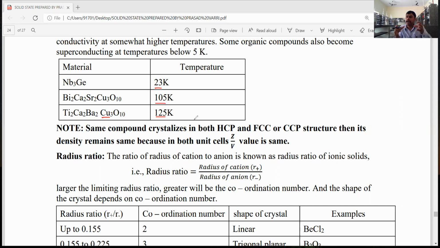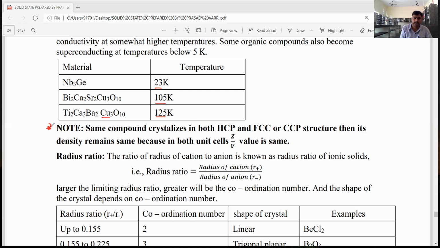Some of the alloys behave as superconducting materials even at high temperatures: around 23 Kelvin for the niobium alloy, 105 Kelvin for bismuth, calcium, strontium, copper oxide, and 125 Kelvin for titanium, calcium, barium, and copper oxides. Okay, dear students, let's see.